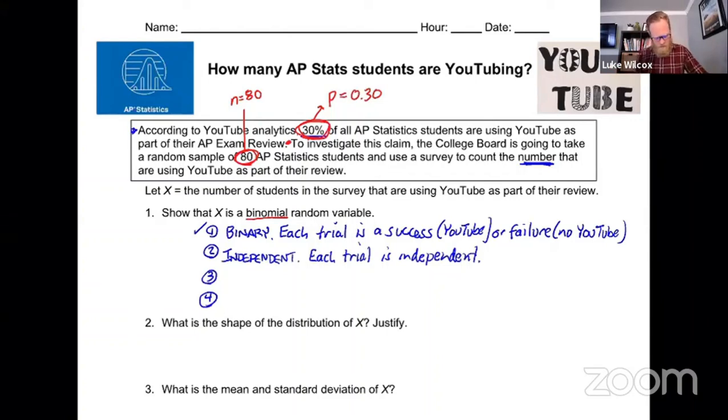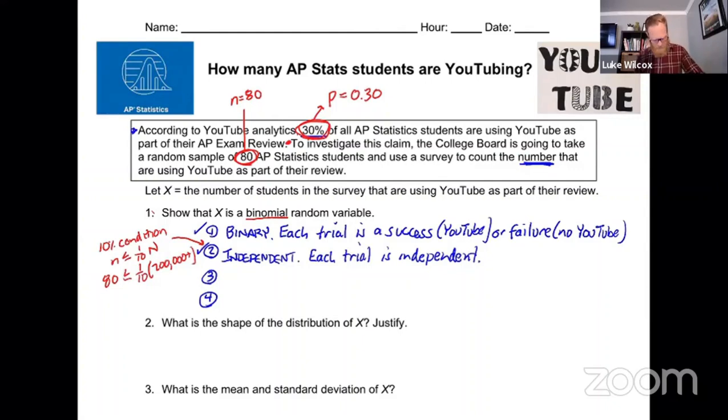So we actually need to check something here that is called the 10% condition. And this is true anytime you're sampling without replacement, we want to check the 10% condition, which just says that the sample size is less than 10%, which I'm going to write as 1/10, the population size. And in this particular case, 80 is our sample size. And the population here is all AP Stat students, and there are well over 200,000 AP Stat students. So I would definitely say that the sample is less than 10% of the population. And therefore, we're going to say that the independent condition is satisfied.